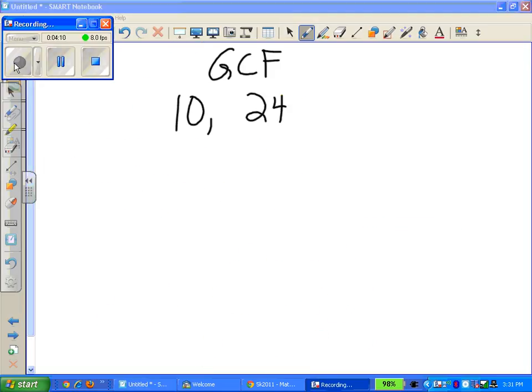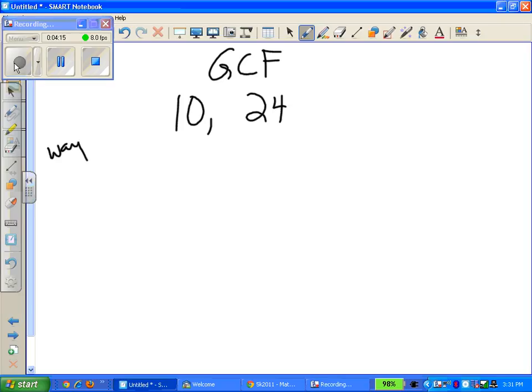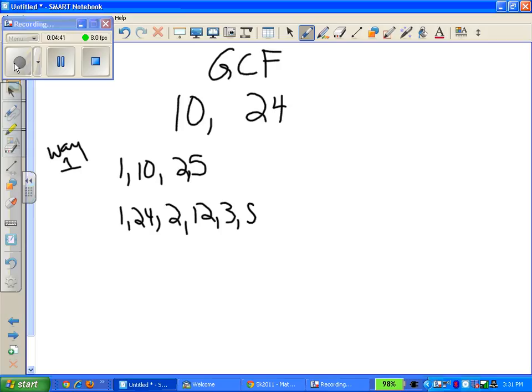All right, so let's find the greatest common factor for 10 and 24. First way we're going to do it, way one, is we're going to list the factors. So we'll find the factors that create 10. 1 and 10, and 2 and 5 are the factors that create the number 10. And we'll take a look at the number 24. 1 times 24, 2 times 12, 3 times 8, and 4 times 6 equals 24.